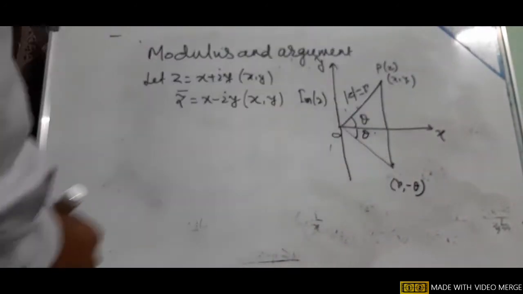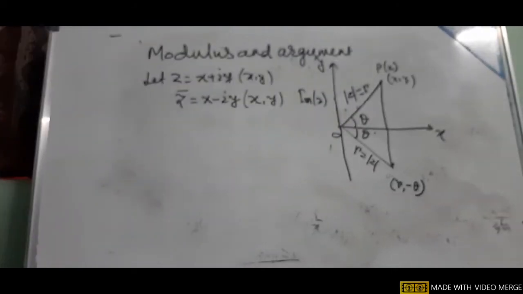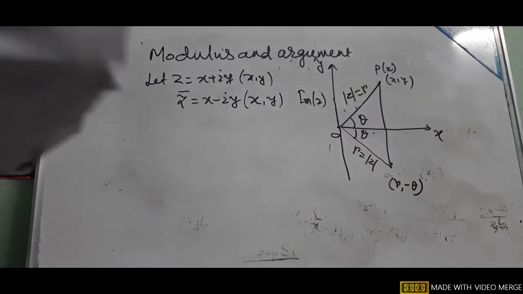It will be like this, and you draw the perpendicular from this to this. So this represents r and minus theta, where r equals mod z. So the magnitude, the modulus, remains the same. Even if we find the complex conjugate of the complex number, the modulus remains the same, only the angle becomes negative. So that is the geometrical representation of the complex number and its complex conjugate in the plane, and this plane is known as the Argand plane.